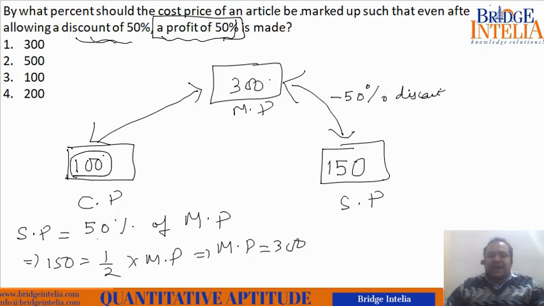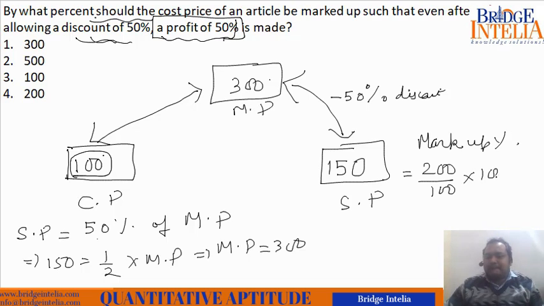So markup percentage. By what percentage should it be marked up? Markup of 200 when the object is of only rupees 100. So what is the markup percentage? 200 is what percent of 100? Answer is 200%.